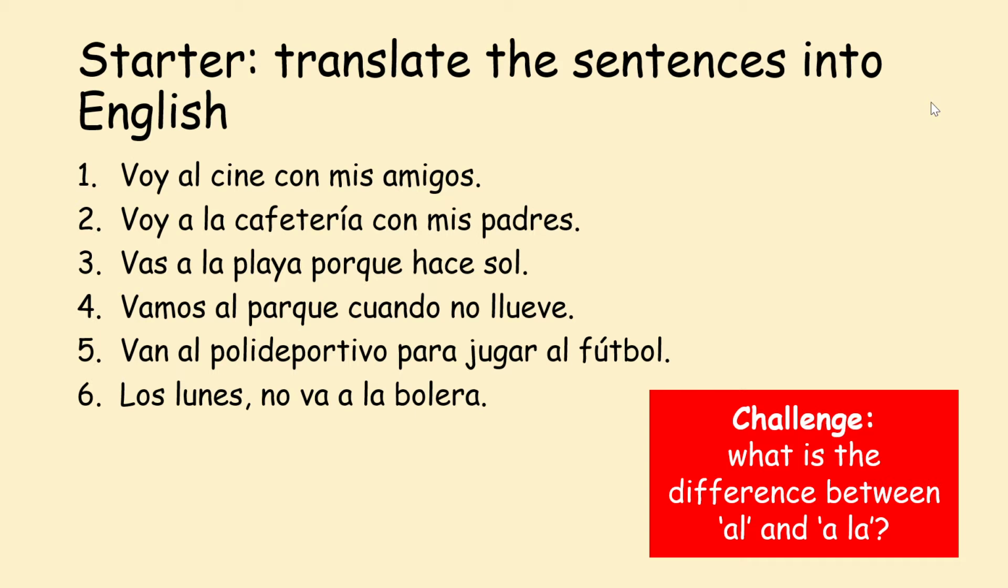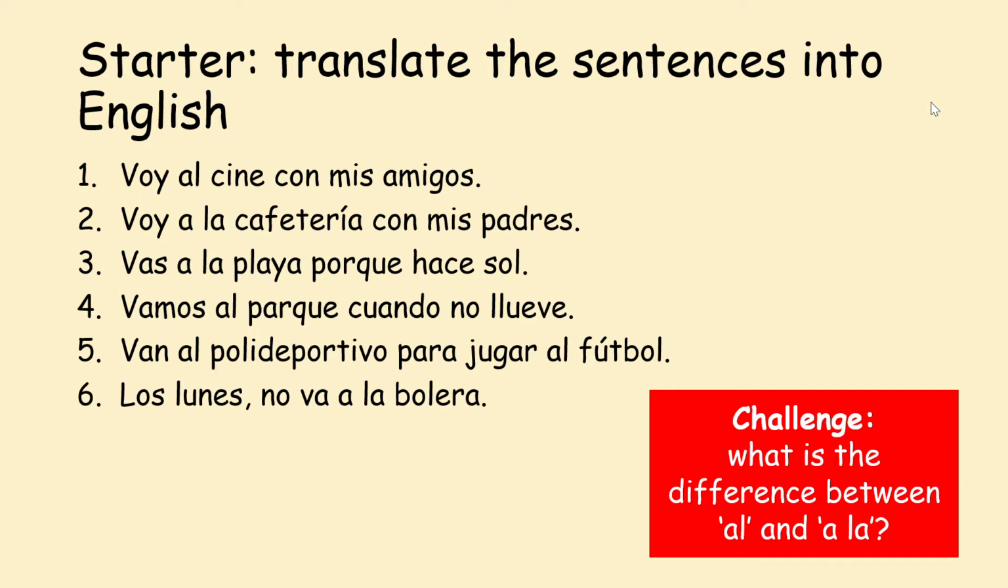So your starter is to recap on last lesson, and you're translating the sentences into English. They increase in difficulty from 1 to 6, and it's all about the places in town, and the challenge is referring to the difference between al and a la. Let's see if you remember about that contraction. No more than 5 minutes, guys, and then come back for the answers.